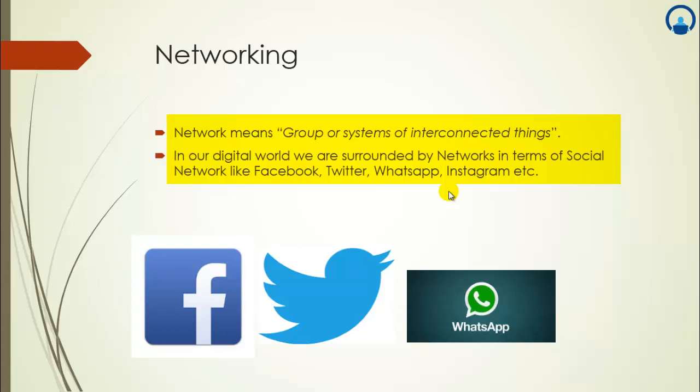Now, we are living in a digital world. We are surrounded by networks in terms of social media like Facebook, Twitter, WhatsApp, Instagram. What is it? Basically, it's all network. These are the applications which are connected to the network. So whenever you are posting a message on FB, or tweeting something on Twitter, or WhatsApping your messages, what is the medium it's taking? Basically, all these messages are taken on the network through which they are delivered to the destination, which are your friends, your followers, and so on. So the slide says the network is a group of systems or interconnected things.